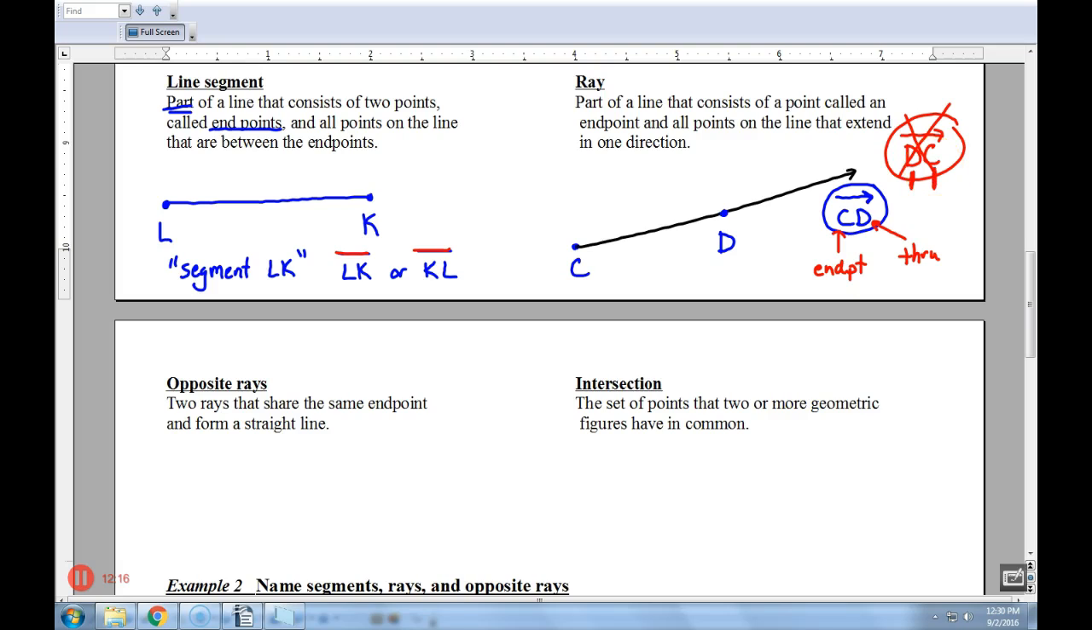Forever. Now, some kids want to try to write it like this. They want to write maybe D, C, and go that way. And while technically you're right, at least C is on the endpoint side and D is on the other side, it's just not a standard way that mathematicians do it. We really never write this arrow going to the left when we talk about a ray.